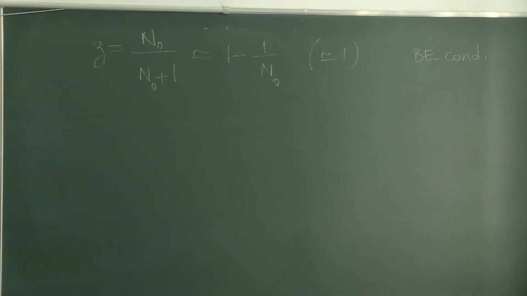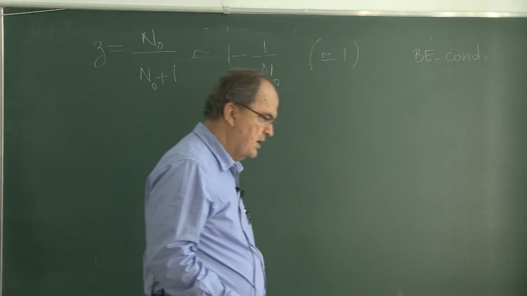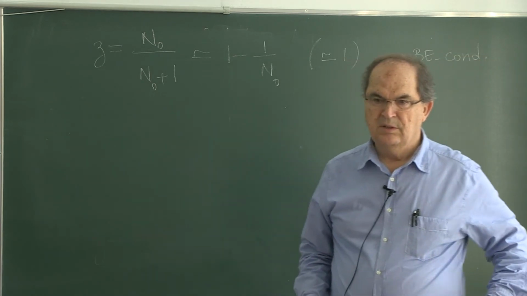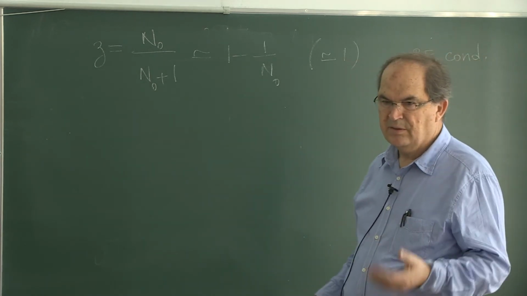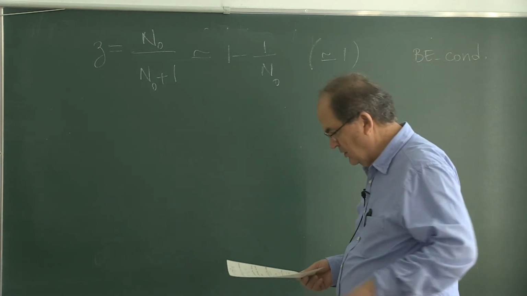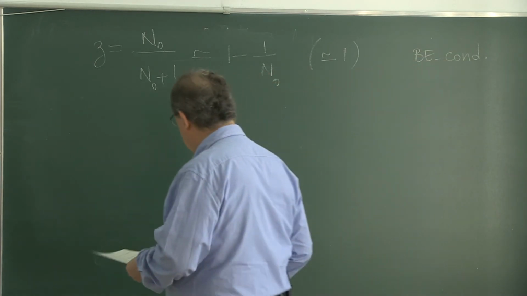Now, one important note: this Bose-Einstein condensation is taking place in K-space, isn't it? It is not happening in direct space, coordinate space. So it's happening in K-space, which means it is nothing but particles going into the ground state, bosons going into the ground state in large numbers.